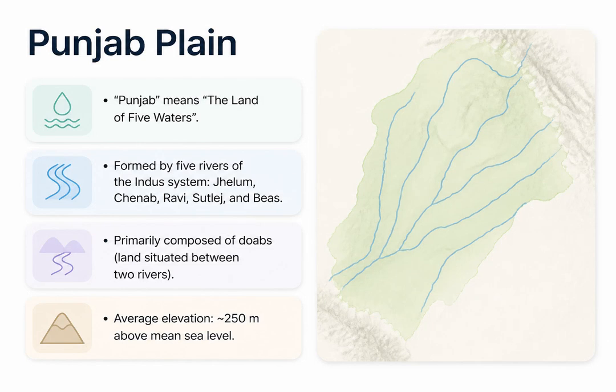The word Punjab literally translates to the land of 5 waters. This incredibly fertile plain was built by the deposits of 5 major rivers of the Indus system, the Jhelum, Chenab, Ravi, Sutlej, and Beas. Geographically, the plain is made up of doabs. A doab is simply the tract of land situated between 2 converging rivers. Over time, the river deposits have merged these doabs into a uniform plain with an average elevation of 250 meters.